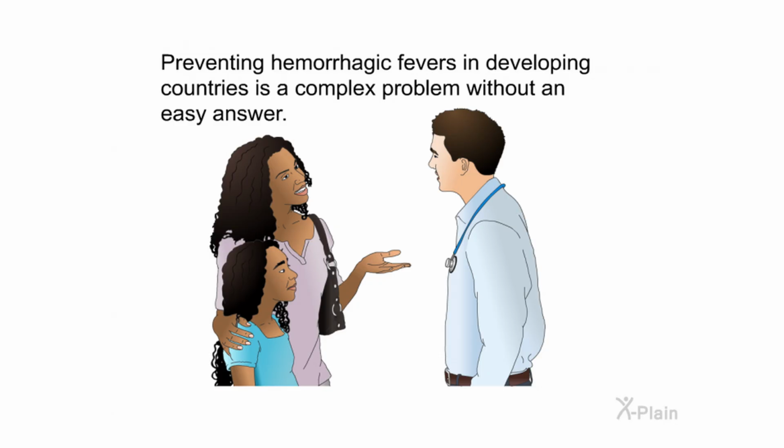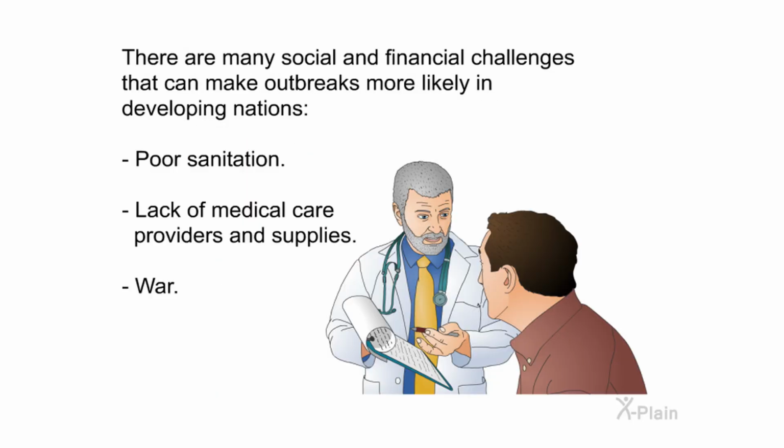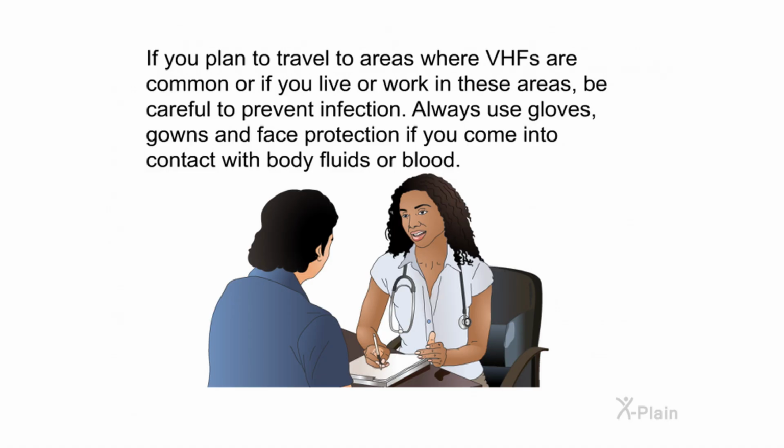Preventing hemorrhagic fevers in developing countries is a complex problem without an easy answer. There are many social and financial challenges that can make outbreaks more likely in developing nations: poor sanitation, lack of medical care providers and supplies, war. If you plan to travel to areas where VHFs are common, or if you live or work in these areas, be careful to prevent infection. Always use gloves, gowns, and face protection if you come into contact with body fluids or blood.